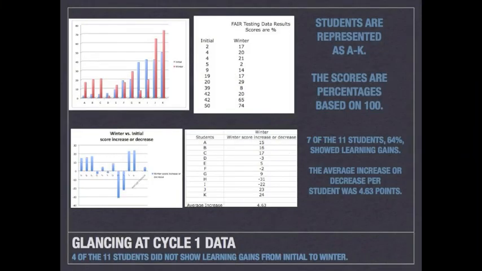Cycle 1 closed with the winter FAIR being administered in January. On the data chart, students are represented as A through K. The first graph shows a side-by-side of initial versus winter. Below, the next graph shows an increase or decrease of the students' performance. 64% of the students showed learning gains. After looking at the 36% of students that did not make learning gains, I realized more technology and individualized instruction may help these students soar in Cycle 2.